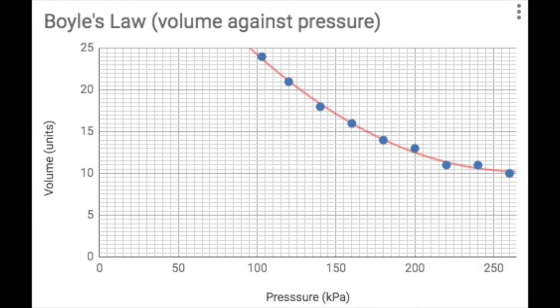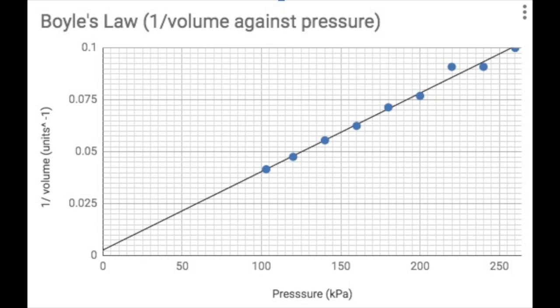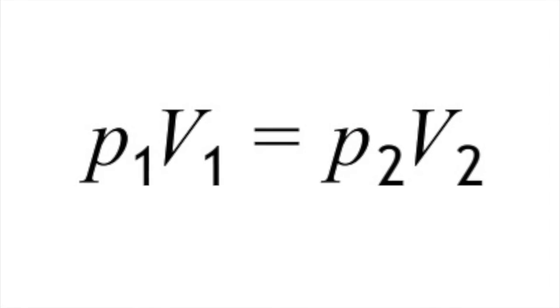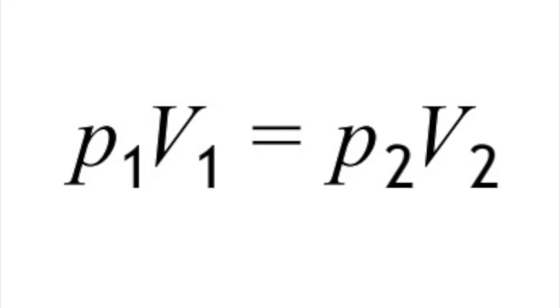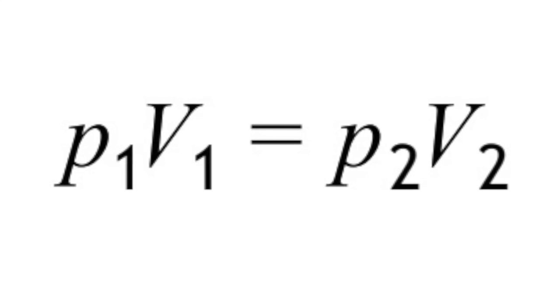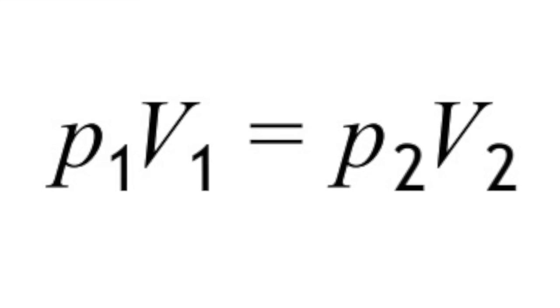Plot two graphs. The first one is just volume against pressure, which is a best fit smooth curve. But to show the relationship for Boyle's law, you need to plot 1 over volume against pressure or 1 over pressure against volume. The best fit straight line through the origin indicates an inverse proportionality between pressure and volume, which means that P is inversely proportional to V, therefore that the pressure times the volume is always a constant value, or P1V1 equals P2V2.